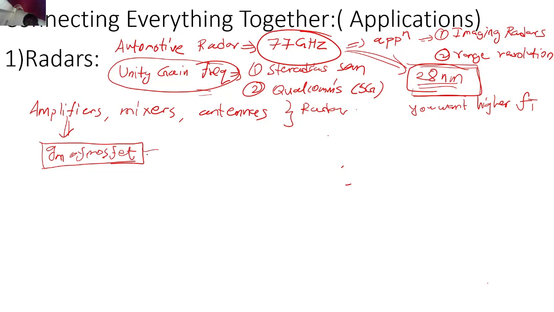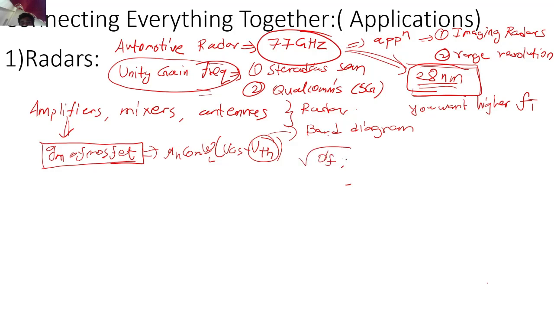So now what is the GM? It's mu n Cox W by L times VGS minus VTH, right? Now from where does this VTH concept come? It comes from your band diagrams, and you must be remembering that equation, root of phi f plus phi sb minus root of phi f, the body effect and all. I hope you remember that term.